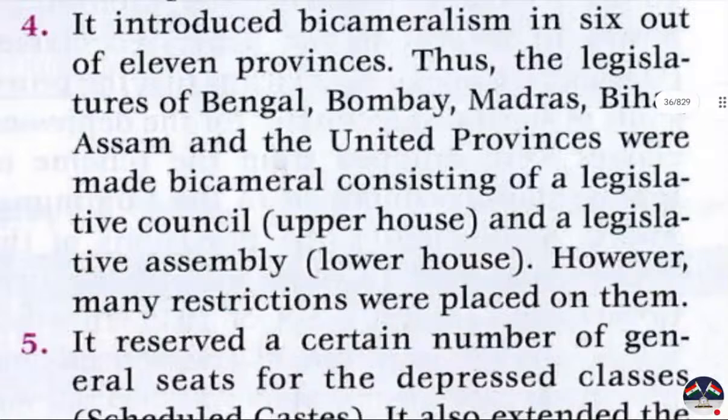And the fourth point is it introduced bicameralism in 6 out of 11 provinces. Thus, the legislatures of Bengal, Bombay, Madras, Bihar, Assam, and the United Provinces were made bicameral, consisting of a legislative council, the upper house, and a legislative assembly, the lower house.